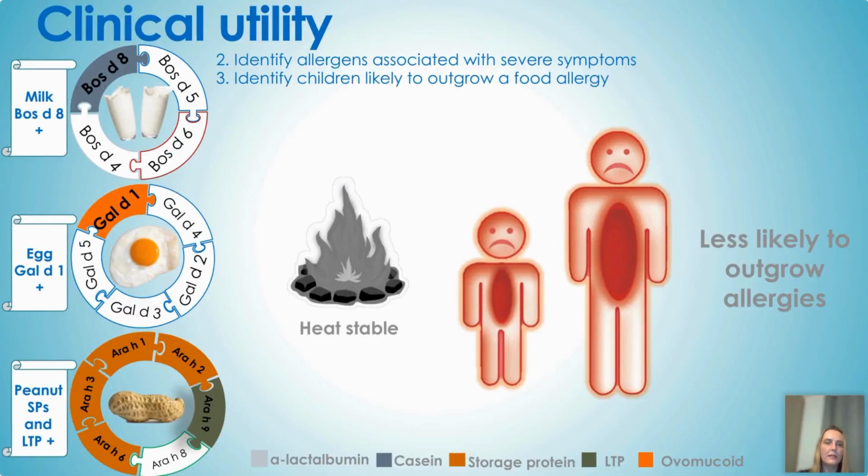Then just looking at identifying the allergens associated with severe symptoms. So if we look at milk, like we said, it was the Bos d 8, and egg is the Gal d 1 or the ovomucoid. And then peanuts is the storage proteins or the LTP. The normal one that we test is the Ara h 2, which is a storage protein as well, but there are other storage proteins. And if they are positive, they are very heat stable, and the patient is less likely to outgrow allergies and causes severe symptoms as well.